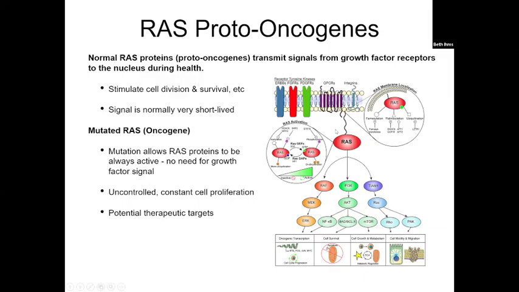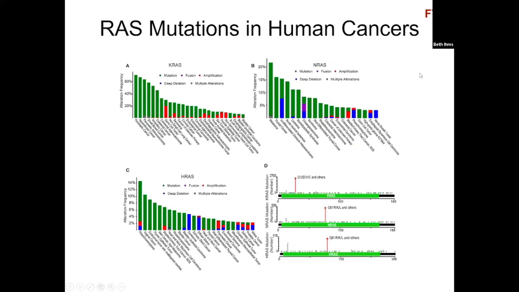Importantly for us, this is also a potential therapeutic target, right? Because this is a middleman in this pathway. If we can knock this guy out, we can maybe save the cell. So there are lots of potential RAS small molecule inhibitor therapies under investigation in many different cancers.